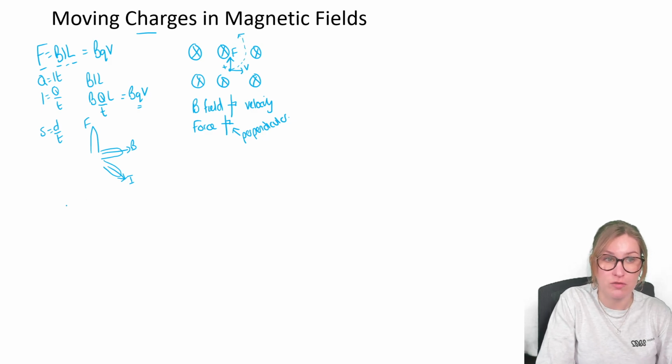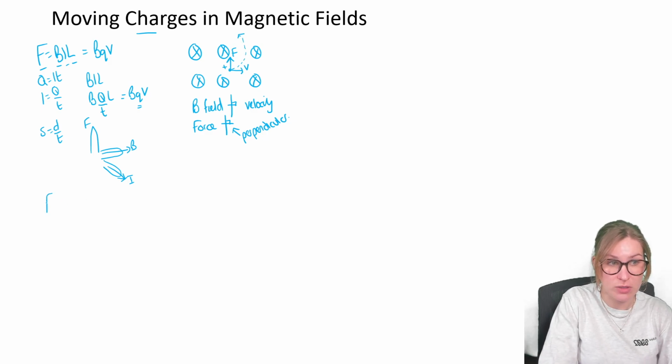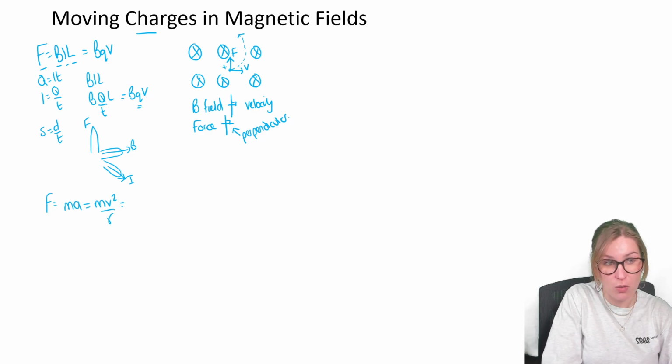And when the particle starts moving in circular motion, what we can say now is we can use our circular motion equations. So instead of writing F equals ma, what we can write is mv squared over r, or m w squared times by r. So v is our linear velocity and w is our angular velocity.